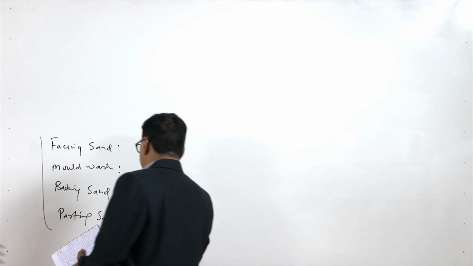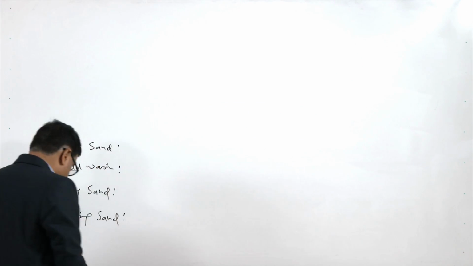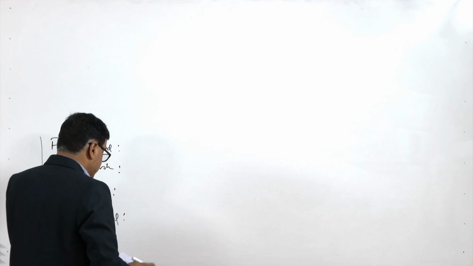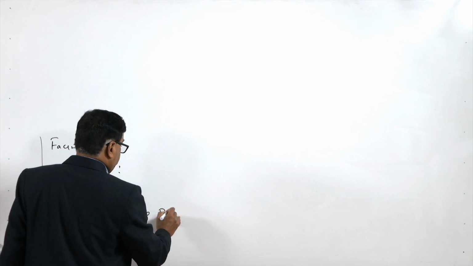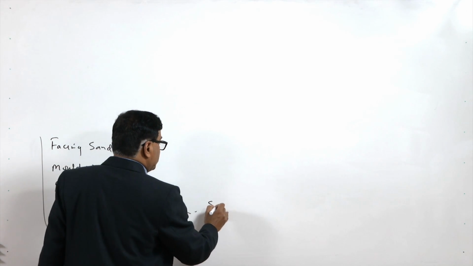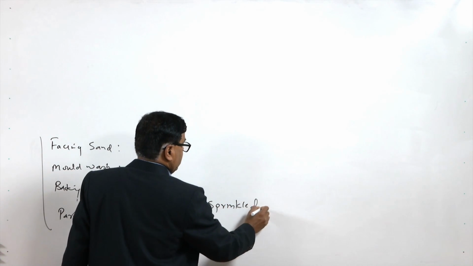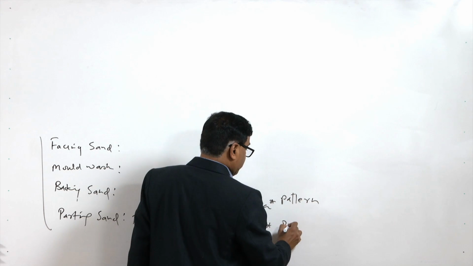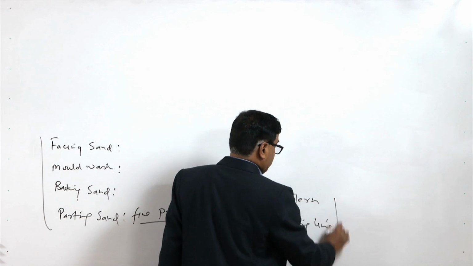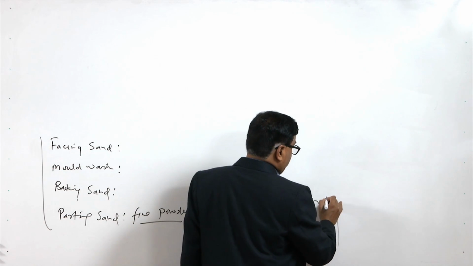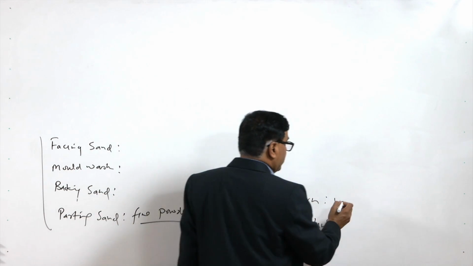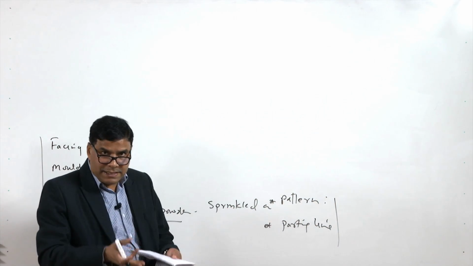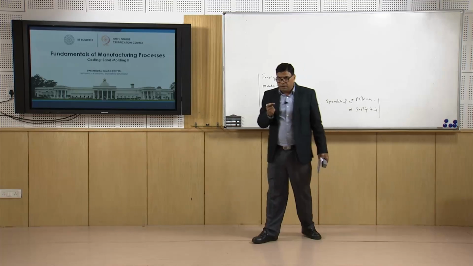So, this basically helps in reducing the cost when the reconditioned moulding sand is used as a backing sand, and then parting sand. Parting sand is basically very fine powdered sand which is sprinkled over two things. One is the pattern and another is the parting line. So, when the parting sand is sprinkled over the pattern, it facilitates the easy withdrawal of the pattern out of the mould.